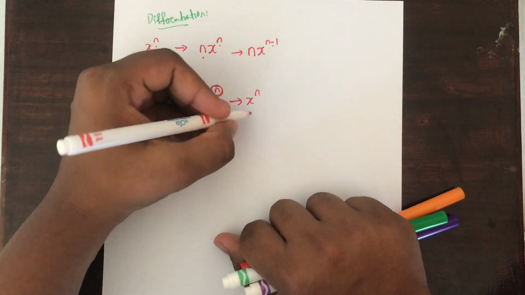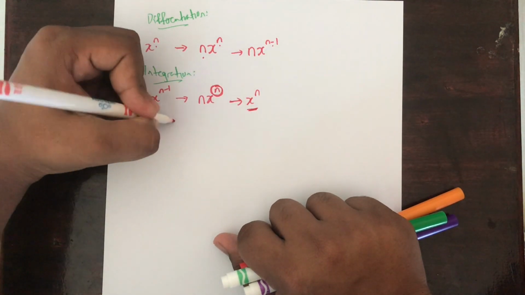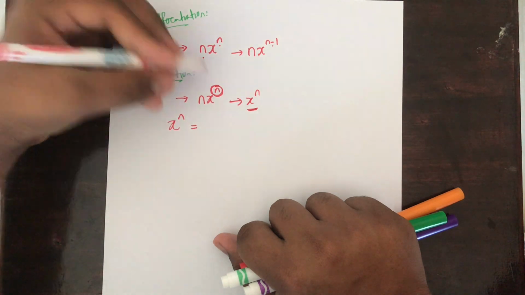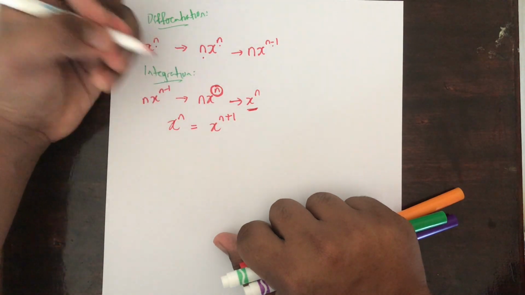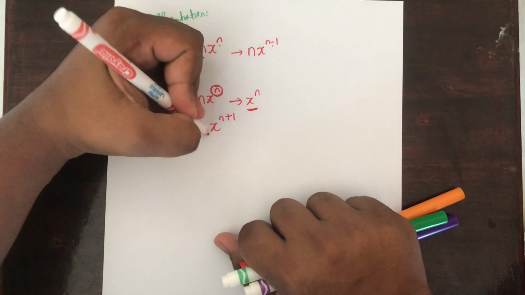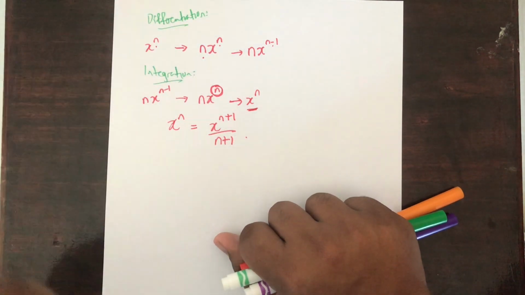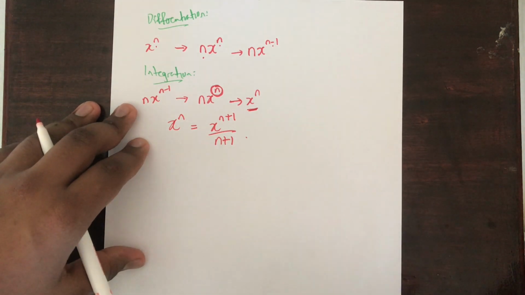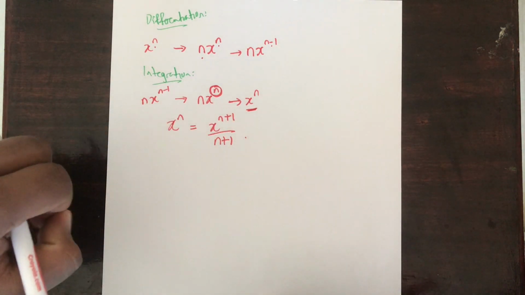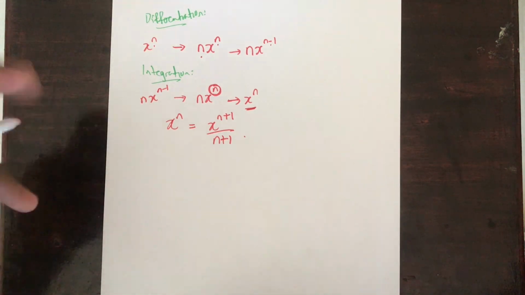Suppose you have something like x power n itself and you want to integrate it. How would you do this? You need to add 1 to the power and divide by the new power. This is the rule of integration. If you have x power n and you want to integrate it, you add 1 to the power and you divide by the new power.